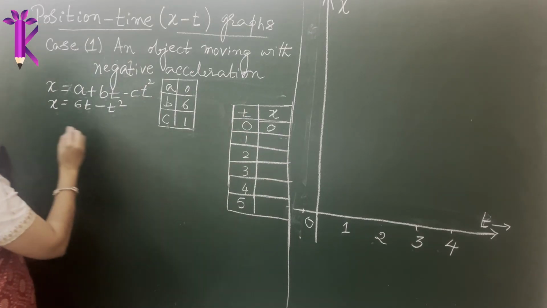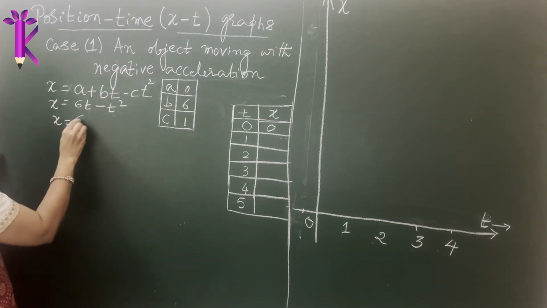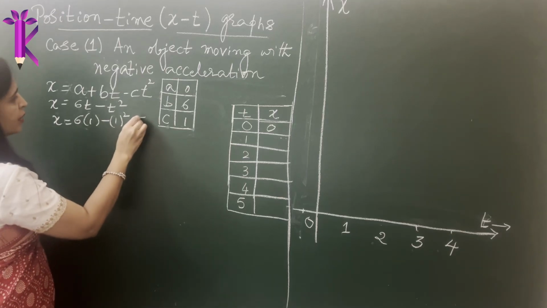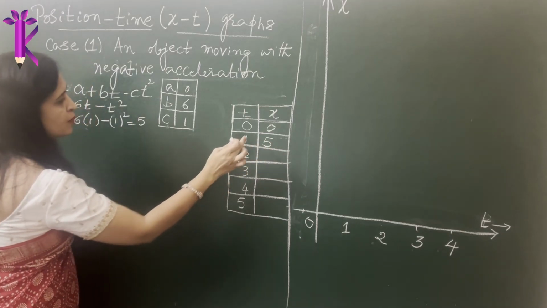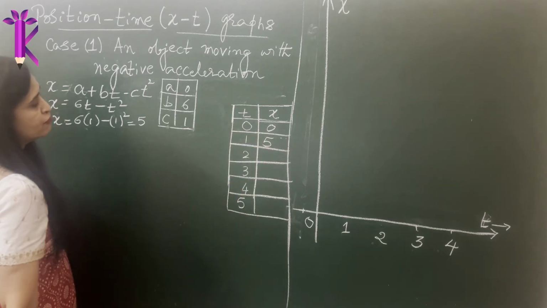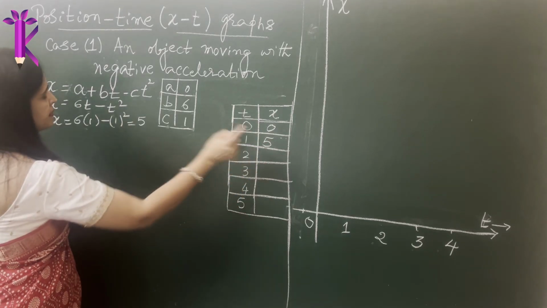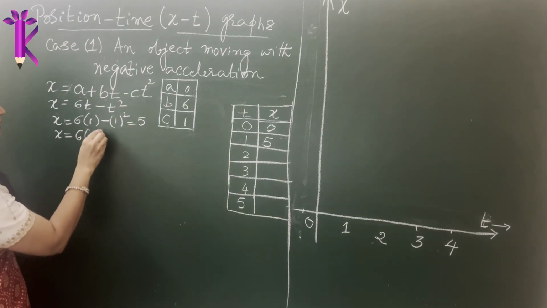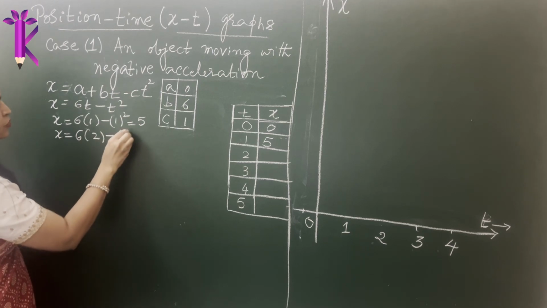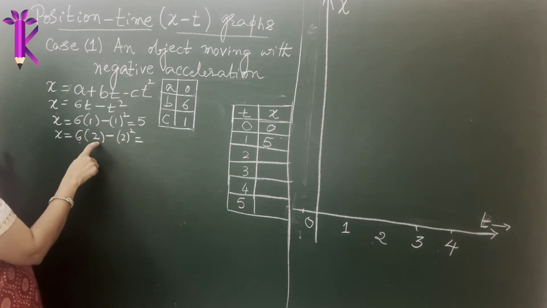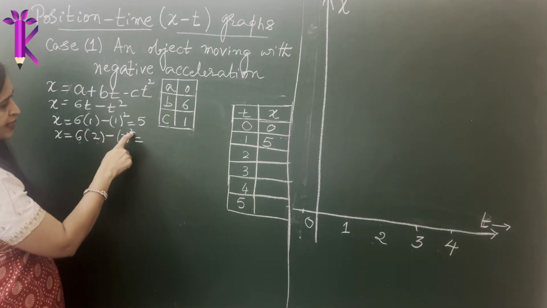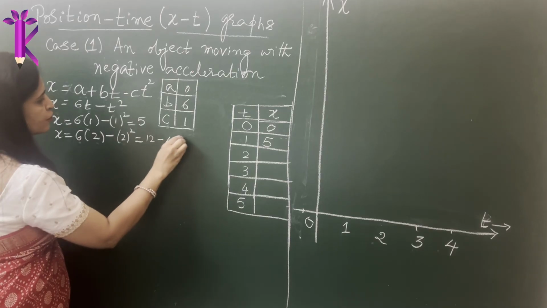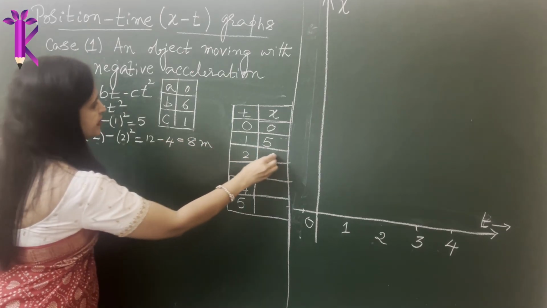Now when t is equal to 1, you will see that 6 times 1 minus 1 square, that is 6 minus 1, will be equal to 5 meters. So when t is 1 second, the position will be 5 meters. The object will be at 5 meters. Now when t is equal to 2, you see that 6 into 2 minus 2 square, that is 12 minus 4, which is equal to 8 meters.